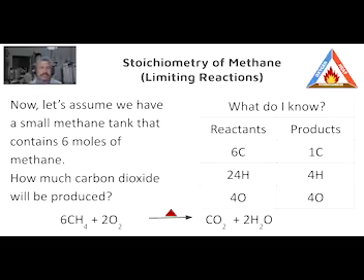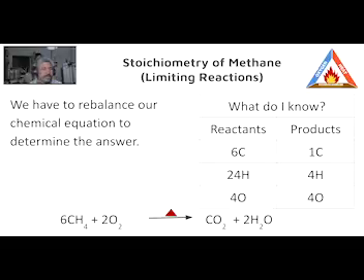Now let's assume we have a small methane tank that contains 6 moles of methane. How much carbon dioxide will be produced if we use the entire tank of methane? We notice that we now have 6 moles of carbon atoms and 24 moles of hydrogen atoms. The moles of oxygen atoms has not changed. This is no longer a balanced equation, so we're going to have to rebalance our chemical equation to determine the answer of how much CO2 is going to be made.